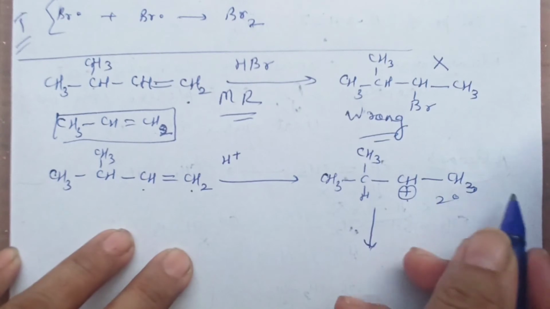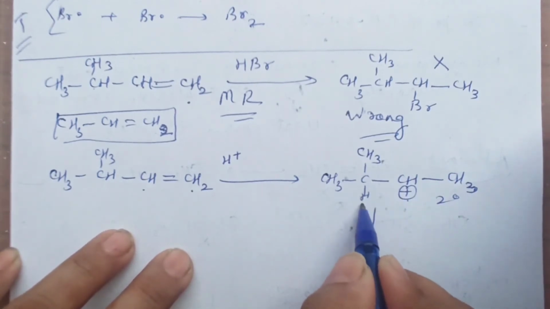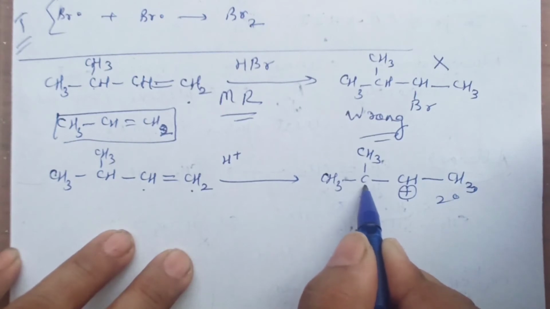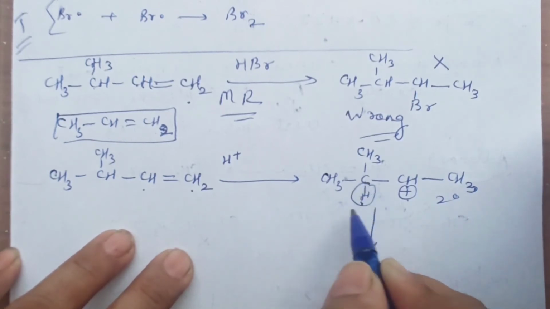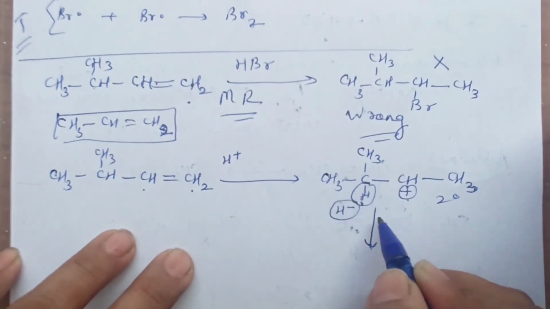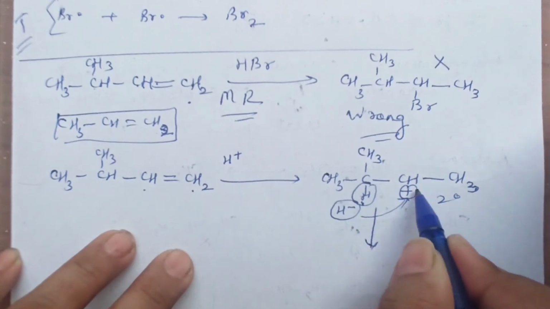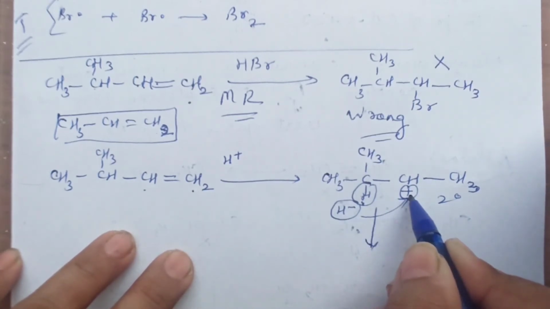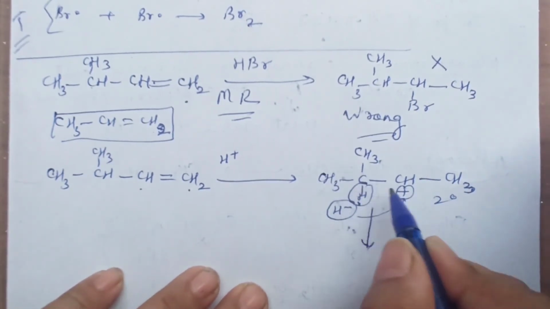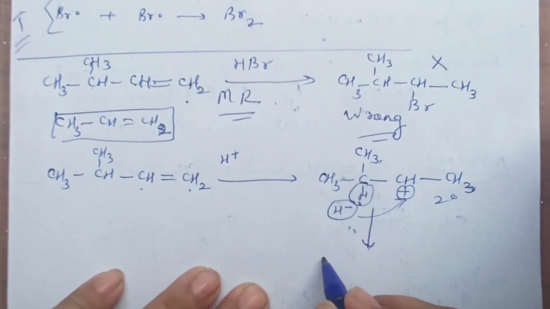Not on the right hand side. On the left hand side, if there is a hydrogen present, this H along with its electron bond will be an H minus. This H minus shifts from here to this position. This is called a hydride shift. If it shifts to this position, this carbon will develop a positive charge.